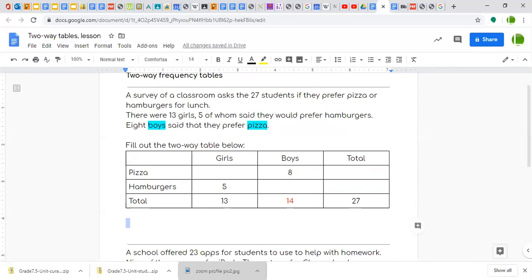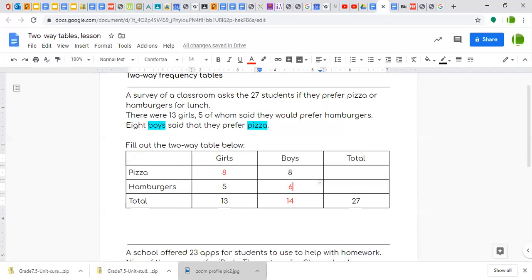So now let me go back and figure out some other places I can do math. Let's see. On this column, I have some number plus 5 gives me 13. So I know that this number has to be 8. When I look at this second column, I have 8 plus some number gives me 14. So I know that this has to be 6.